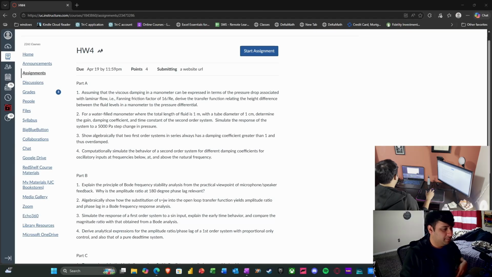Hello, this is part A of homework 4 of process dynamics and control. What we're doing today is assuming the viscous damping in a manometer can be expressed in terms of the pressure drop associated with laminar flow and a Fanning friction factor of 16 over the Reynolds number. Derive the transfer function relating the height difference between the fluid levels in a manometer to the pressure differential.